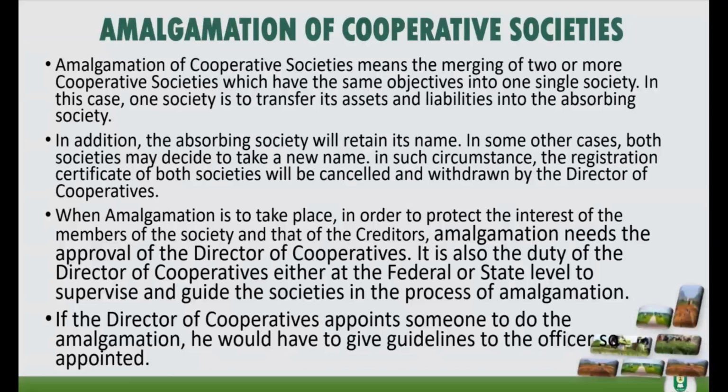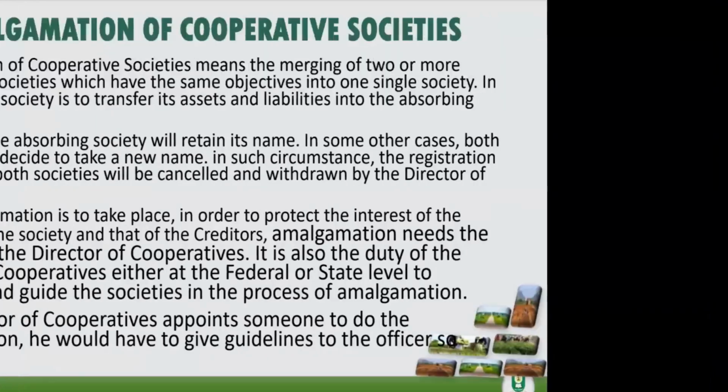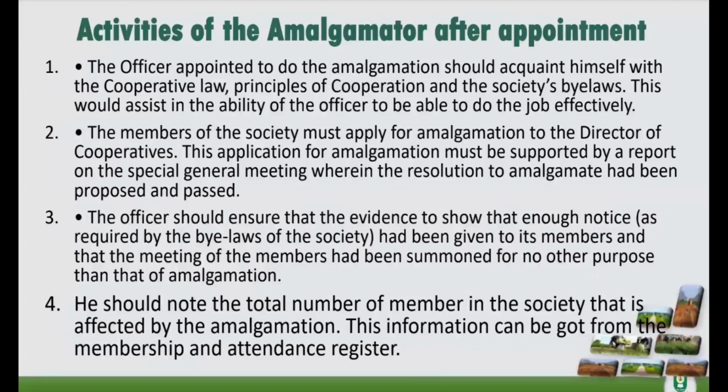Now, activities of the amalgamator after appointment. Let's highlight them. Number one, the officer appointed to do the amalgamation should acquaint himself with the cooperative law, principles of cooperation, and the society's bylaws. This would assist the officer to be able to do the job effectively. Number two, the members of the society must apply for amalgamation to the director of cooperatives. This application must be supported by a report on the special general meeting wherein the resolution to amalgamate had been proposed and passed.